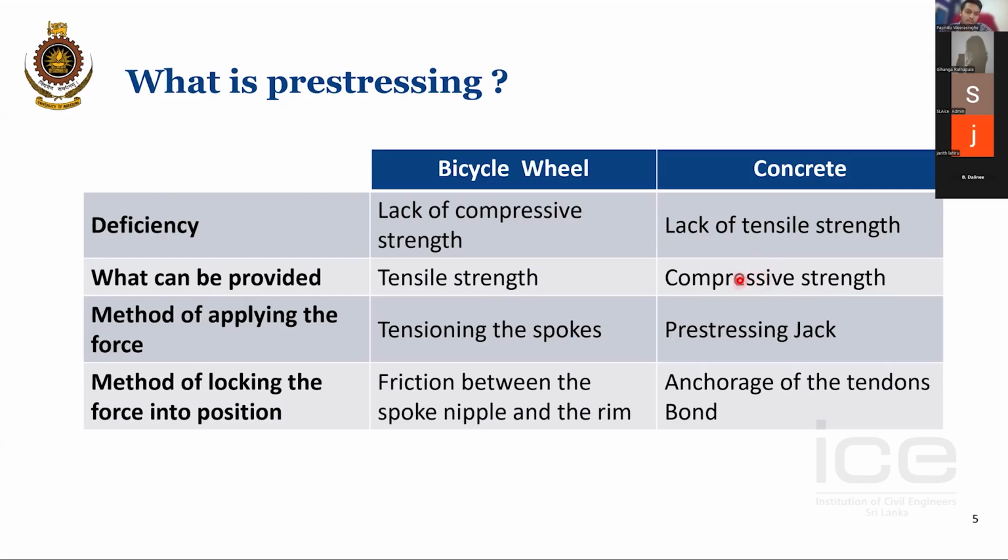what we should do is, we should make sure ultimately when you apply load, in terms of the bicycle wheel, the spoke should be in tension because it is good in tension, whereas in terms of concrete, it should be in compression because it is good in compression. So in order to do that, we should apply a pre-stress force. And in terms of the bicycle wheel, what we do is we pre-tension the spokes and fix it in the wheel and the wheel base through nipples.